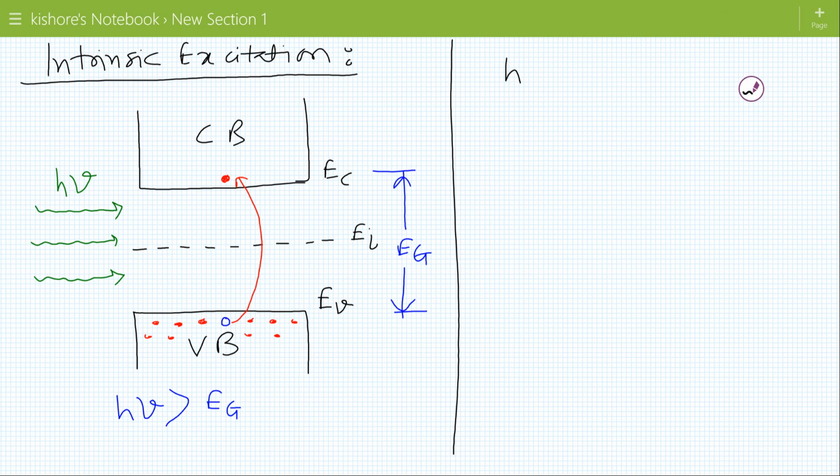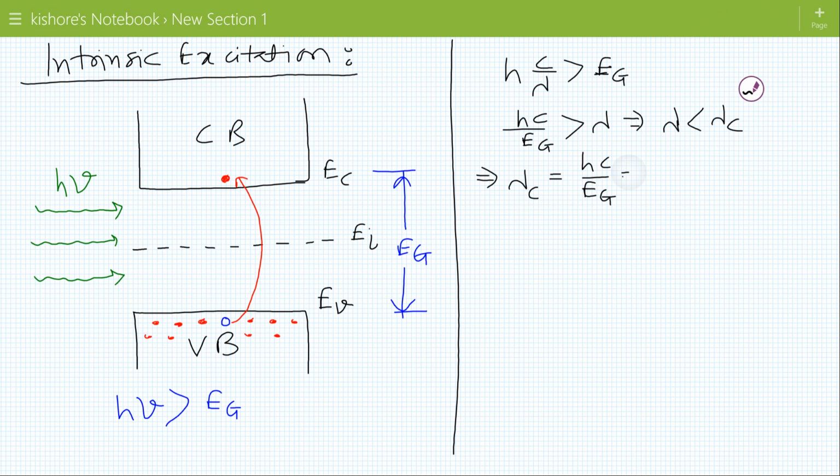And this nu is c by lambda. So hc by lambda should be greater than Eg, or hc by Eg should be greater than lambda. So lambda should be less than lambda c, and this lambda c is the critical wavelength for intrinsic excitation. If the wavelength of light is less than the critical wavelength, then only we can generate new electron hole pairs.